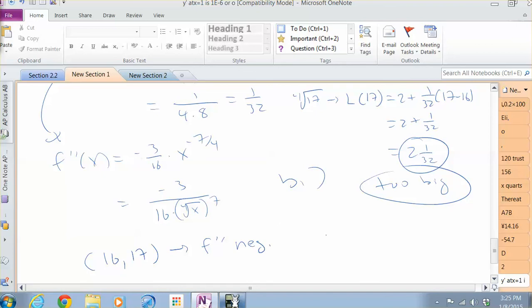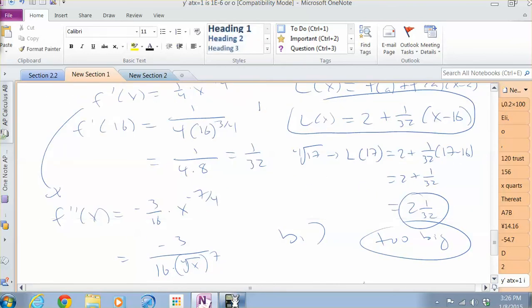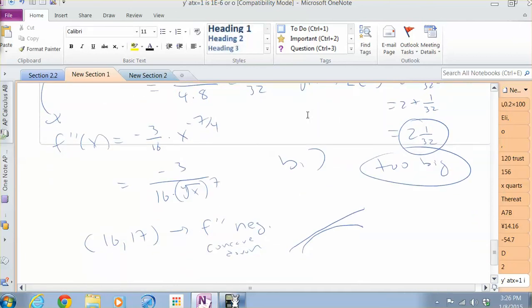So what's going to happen is that our curve is going to be kind of like this. It's going to be concave down in the interval from 16 to 17. And our tangent line, which was this right here, is like that. If that's at 16, then at 17 it's going to be probably right there. So we can see why that approximation should be too big compared to the real thing, if we try to visualize it. That takes care of this video.